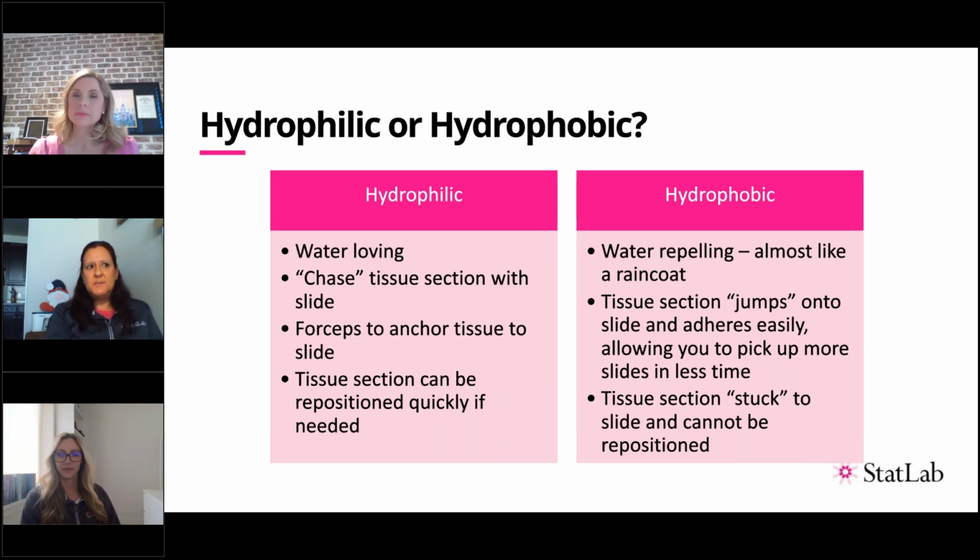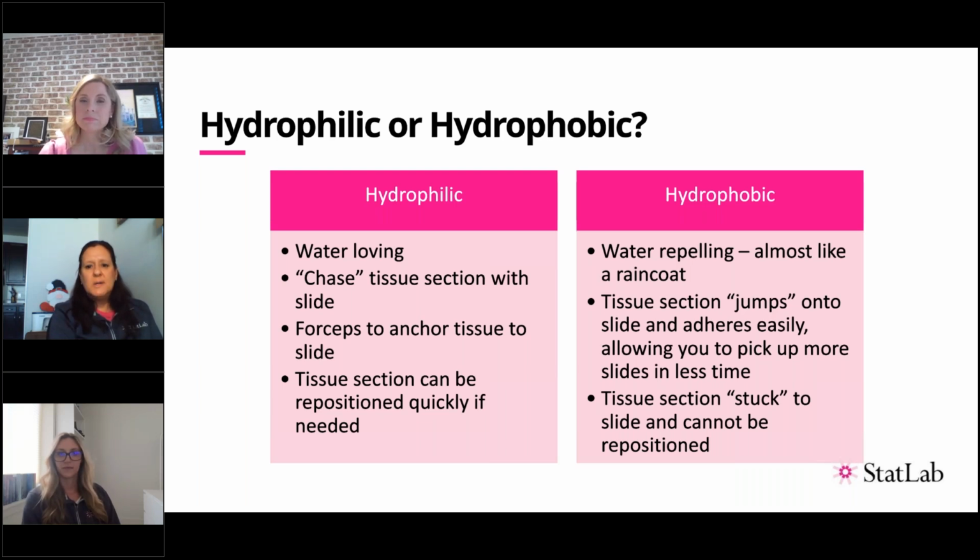You may need forceps to anchor the slide or to anchor the tissue to the slide. But the good thing about this is you can also reposition that tissue section quickly. Maybe you didn't get it quite on the slide where you wanted it, so you can place that slide right back in the water and reposition it to where you want it. And so the key thing to remember with a hydrophilic slide is that you have to kind of chase that tissue.